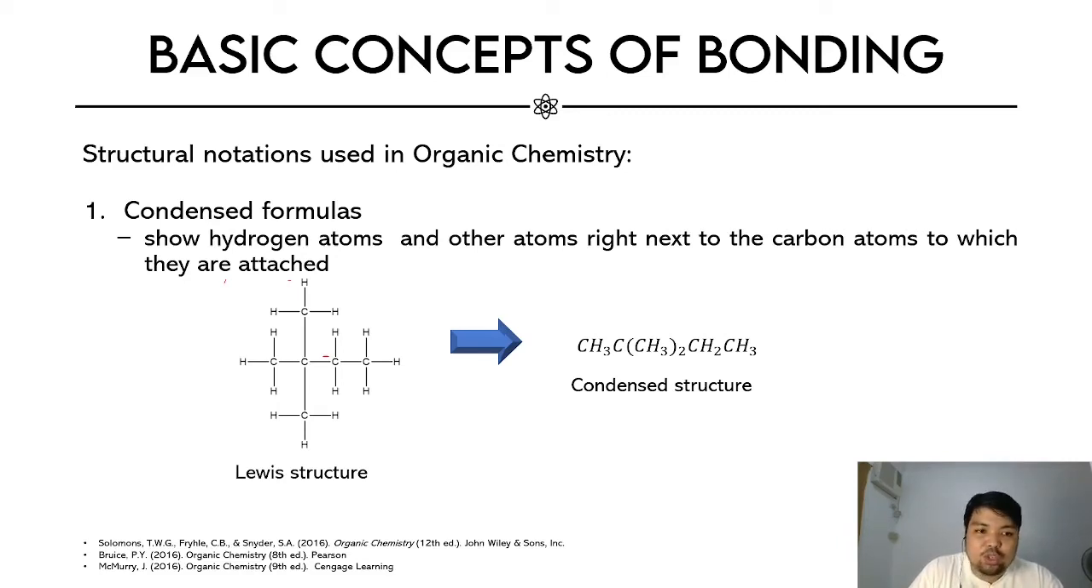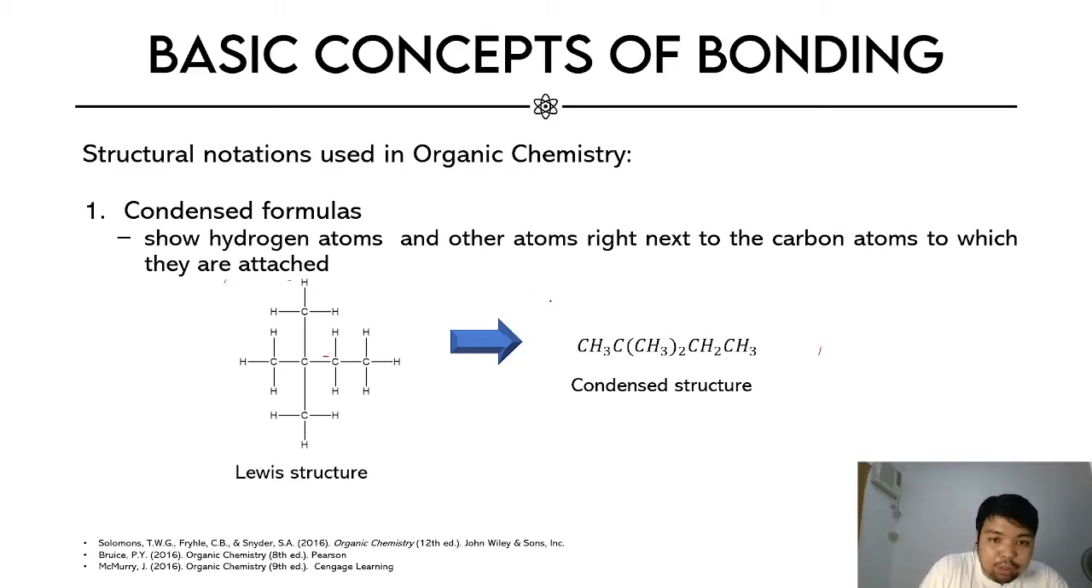Although condensed structures are convenient because you do not need to draw lines, this does not actually give a more accurate representation of the structure of an organic compound, unlike Lewis structures. Also, this kind of structural notation is not applicable for compounds that have rings.